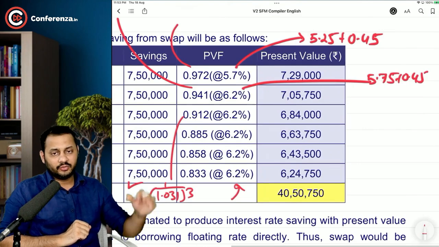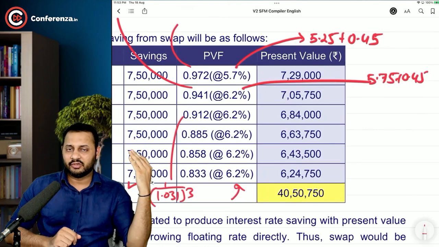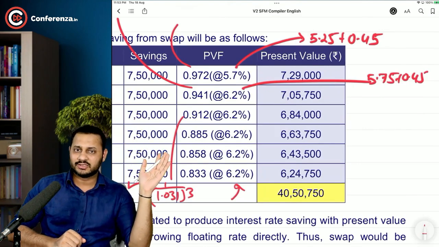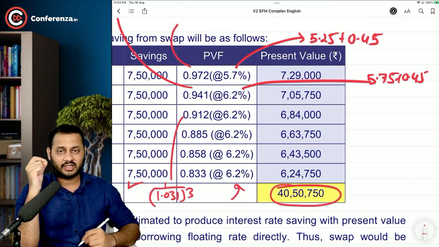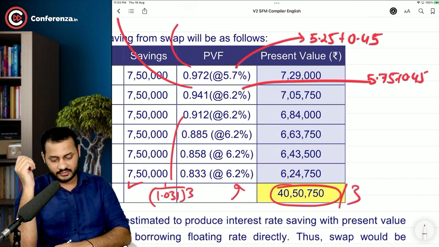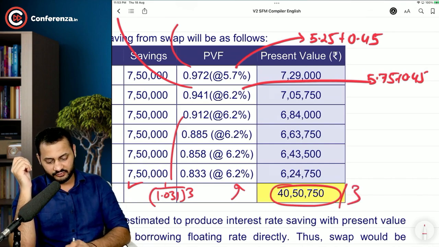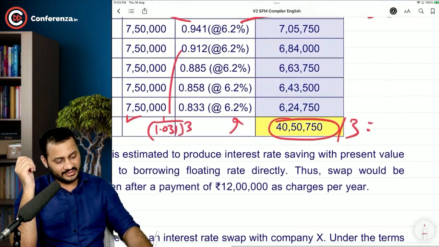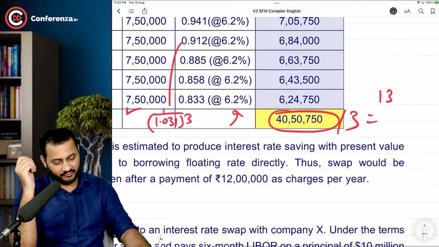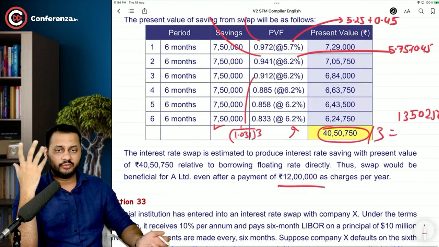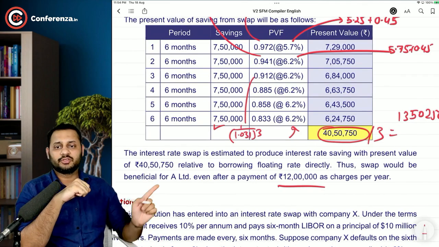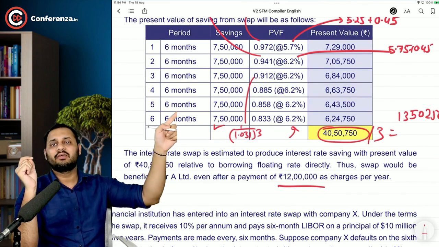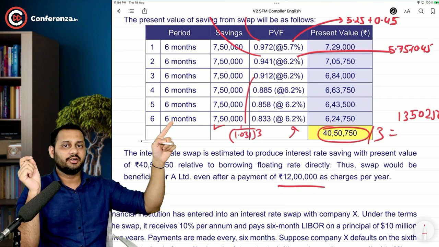So now you can easily calculate that 750,000 you are going to save every 6 months. These are going to be the discounting rates. And in terms of present value, you are saving 40,50,750 for 3 years. So I can easily say that every year's average saving is 13,50,250, and you have to pay only 12 lakh rupees per year. So still it is beneficial for you, because we have not considered the 12 lakh rupees in 750,000. We have to reduce that cost, right?